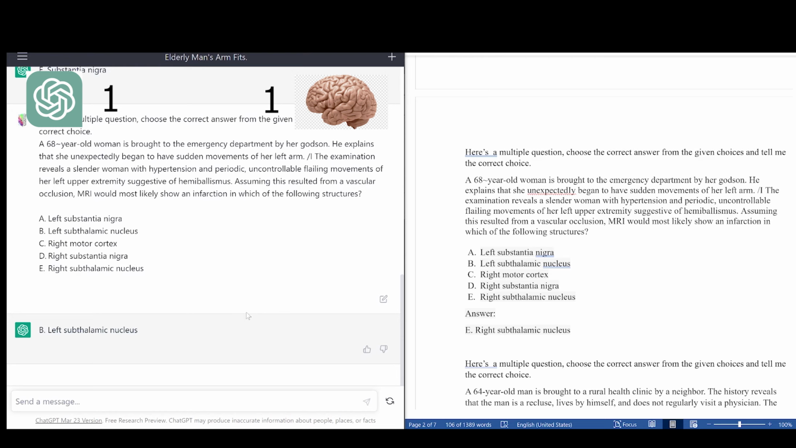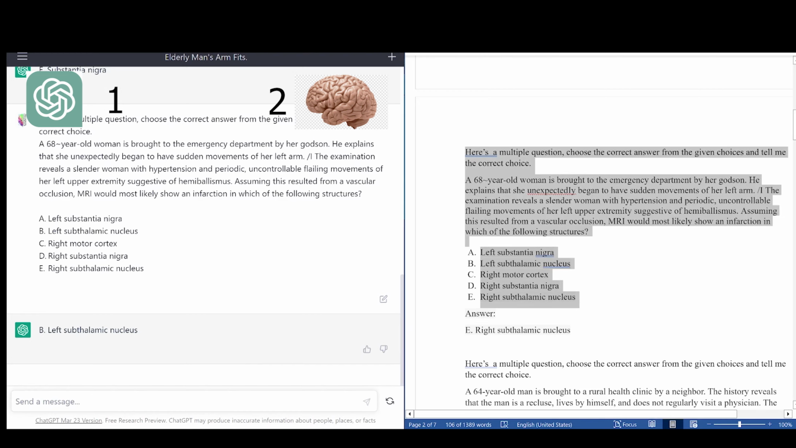So it says B, left subthalamic nucleus. Oh god. So the answer is E, according to the trivia answer, and well, it's still giving the wrong answer. So two wrong, one correct. Okay, let's move to the next one.